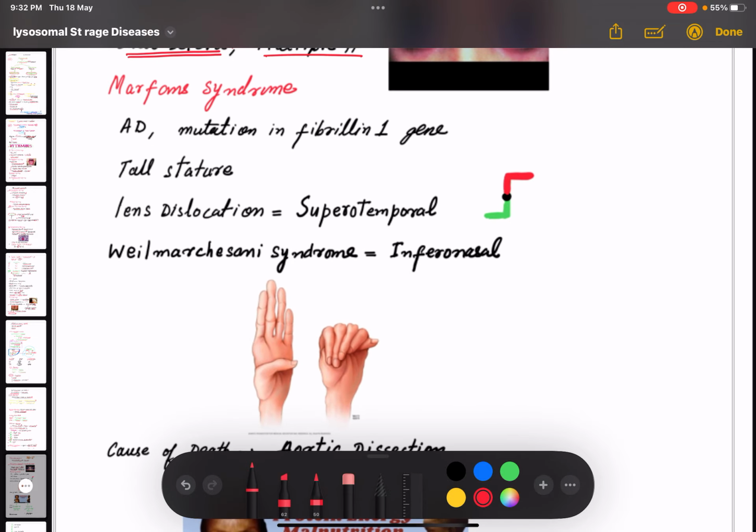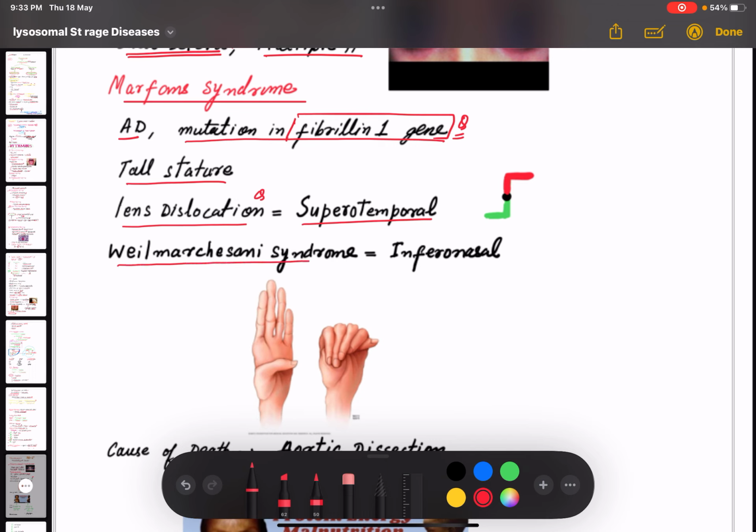Now comes our very important topic, Marfan syndrome. Marfan syndrome is an autosomal dominant condition. It is a mutation in the fibrillin 1 gene. The patient will have tall stature and lens dislocation. The lens dislocation will be supratemporal. Another condition is Weill-Marchesani syndrome, where the lens dislocation will be infranasal.